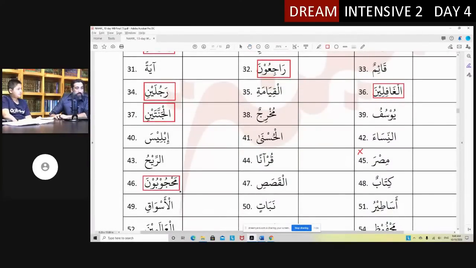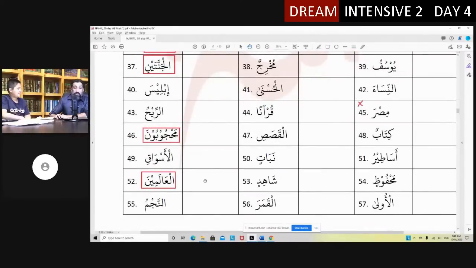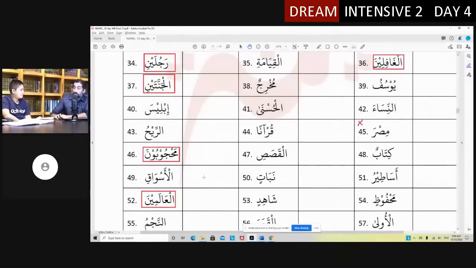Very cool word, mahjubun. You know what hijab means? Like a scarf. Actually, it doesn't. In the Quran, hijab has nothing to do with scarf. That's the word khimar. Hijab actually has to do with a curtain or a veil. Like this wall that these guys can't see, or this bookshelf, is serving as a hijab from the other side, because I can't see the other side.